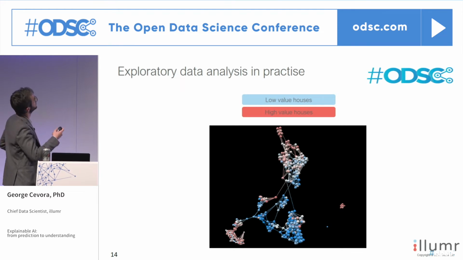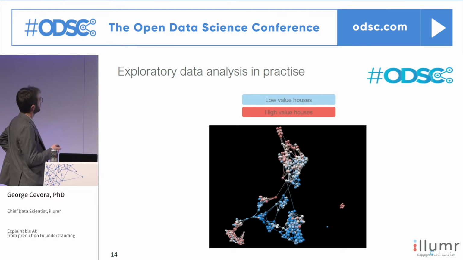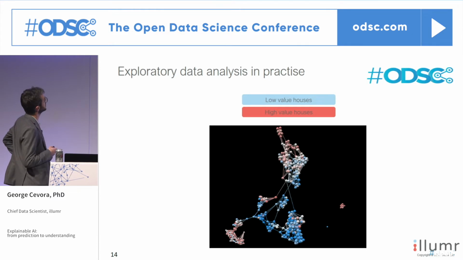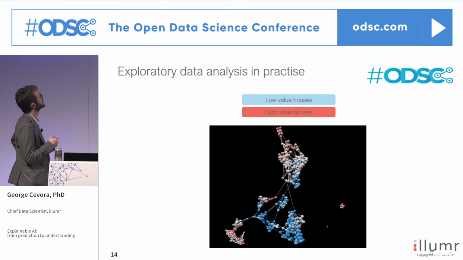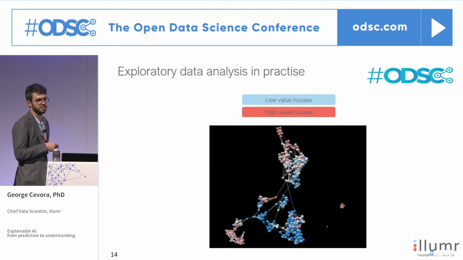So I have my data set, I look at it, and I see that there is a group of houses that are clumped together, so they create a cluster, so they are presumably similar to each other, and they also tend to have quite high value. So what I do with this sort of picture is I label this as my region of interest, and I try to figure out what makes these houses special.